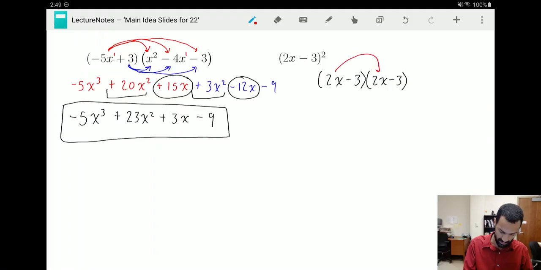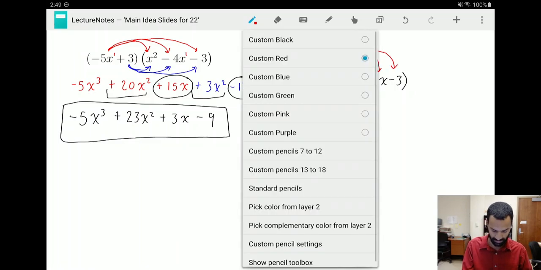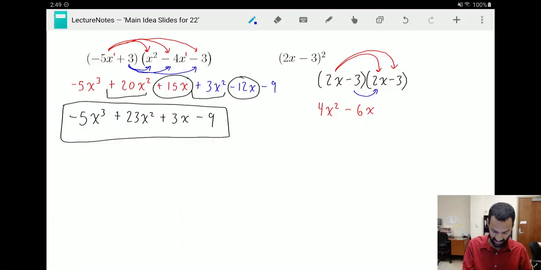2x times 2x is 4x squared. 2x times negative 3 is negative 6x. Negative 3 times 2x is negative 6x. Negative 3 times negative 3 is positive 9. Okay, so 4x squared minus 6x minus 6x again plus 9.